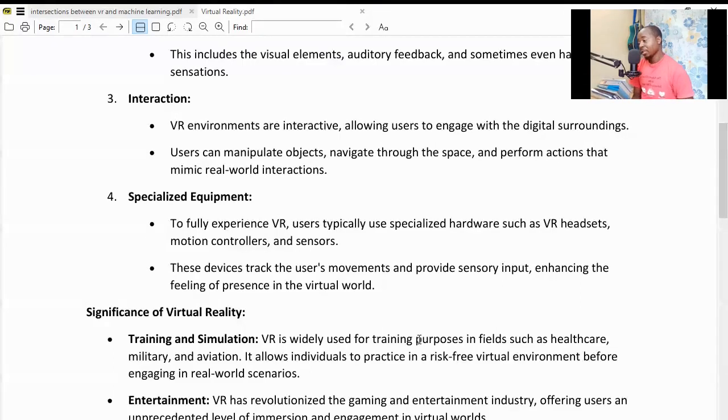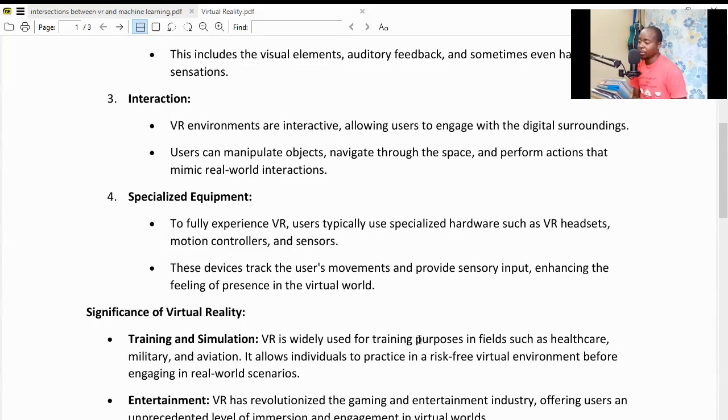Now, when we're talking of significance of virtual reality, there is also the aspect of entertainment. Virtual reality has been able to revolutionize gaming industry and entertainment industry, providing users unprecedented level of immersion and engagement in virtual worlds. So our entertainment has been changed, right? Not like it used to be, but it keeps on advancing owing to the kind of technology that is being delivered by virtual reality.